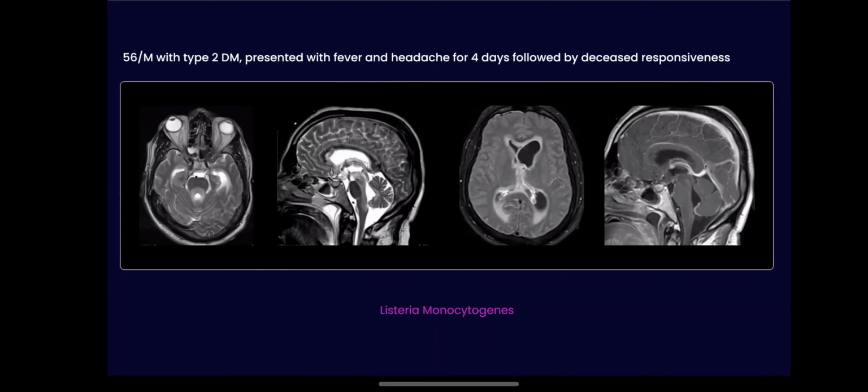So that was a case in extremes of age where we had a relatively younger kid, and now we have a much, much older individual. But here we have the history of type 2 diabetes mellitus. So we know at this point that this individual is massively immunocompromised. And then we look at the brain.